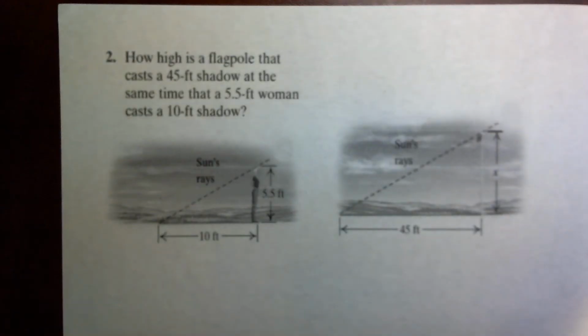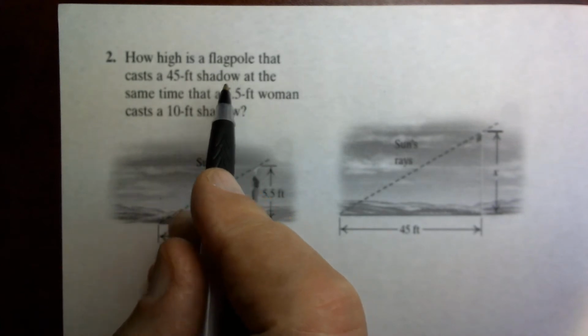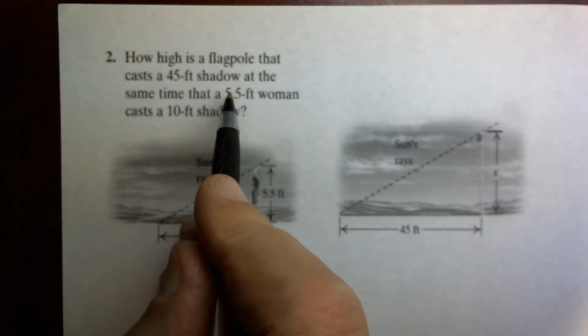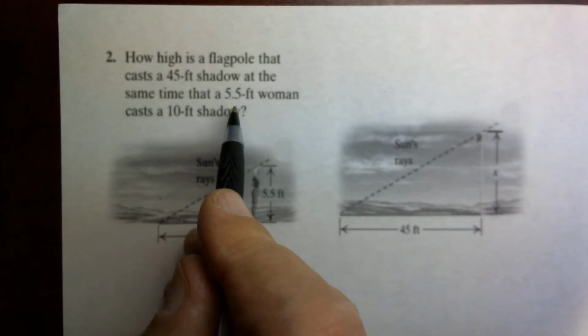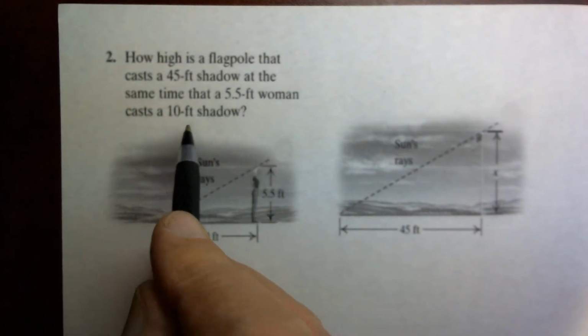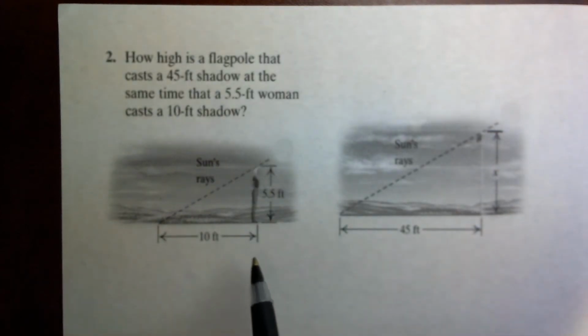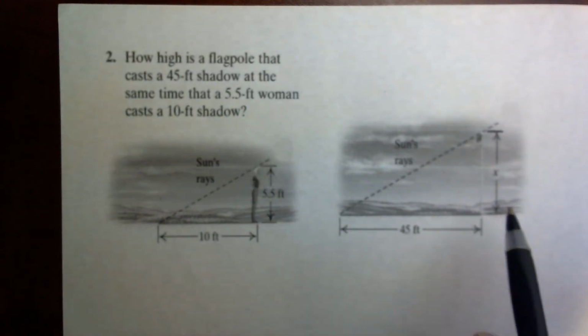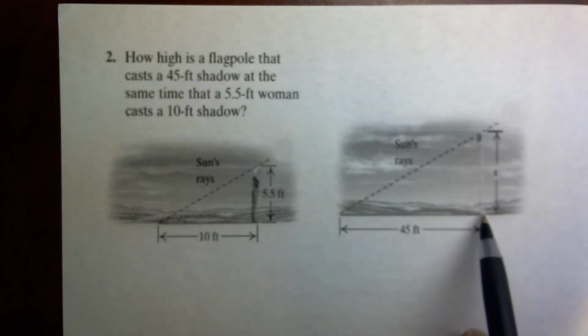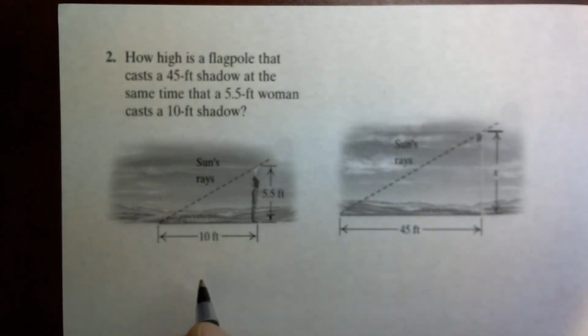In the next example, we ask, how high is a flagpole that casts a 45-foot shadow at the same time that a 5.5-foot woman casts a 10-foot shadow? Again, we're using proportions, just as we did in example number 1. So we say that the height of this triangle, x, to the height of this triangle here, 5.5, equals 45 to 10.